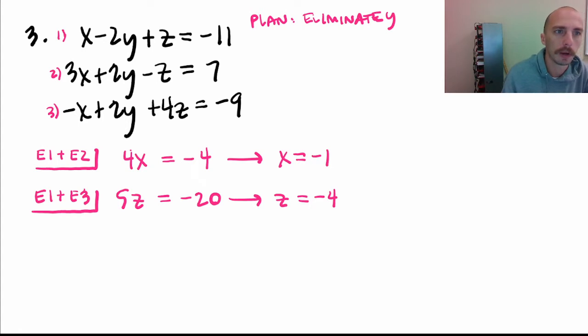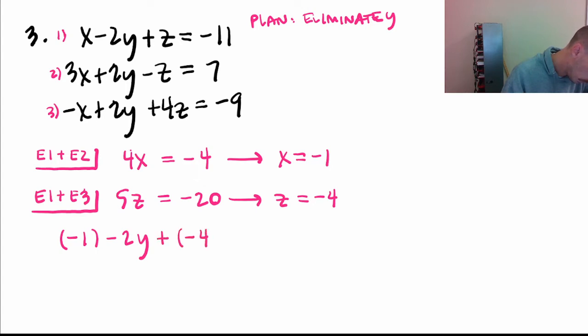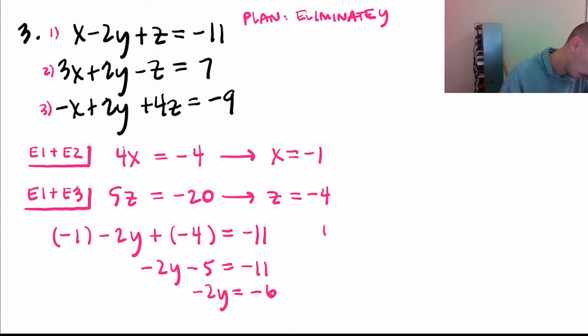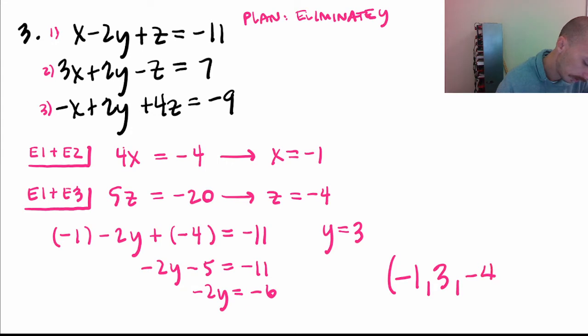Okay, so maybe I'll do x minus 2y plus z equals negative 11. Okay. I'll say then I'll have x minus 2y plus 1z equals negative 11. Okay, so I'm going to combine like terms. Negative 1 plus negative 4, that's going to be negative 5. I'm going to add 5 to both sides. So negative 11 plus 5 is going to be negative 6. Then I'll divide both sides by negative 2, and I'll get y equals 3. Now I've got them all. Okay, x is negative 1, y is 3, and z is negative 4.